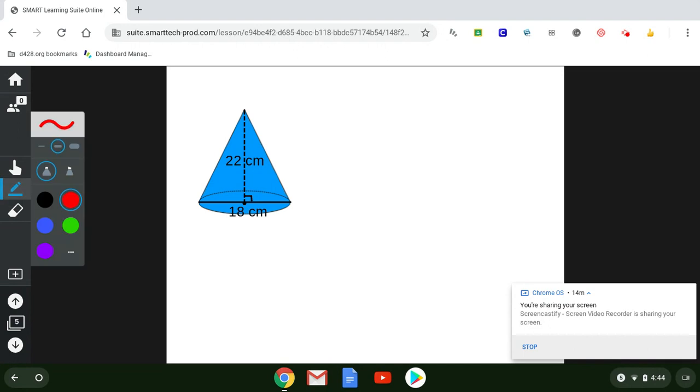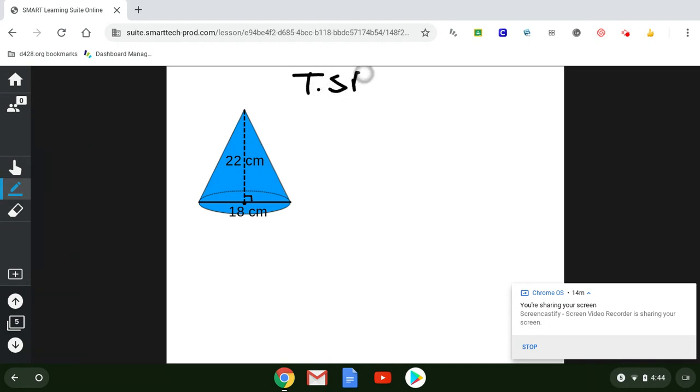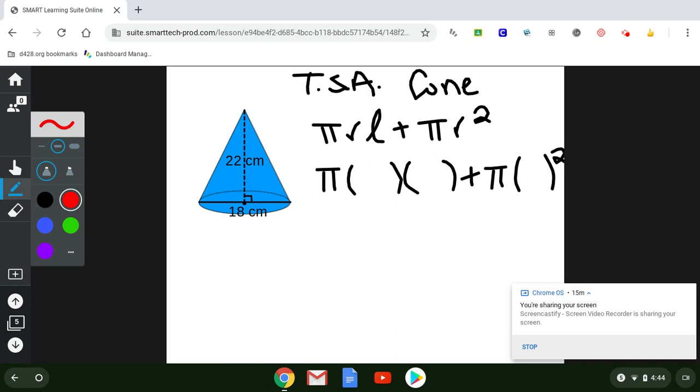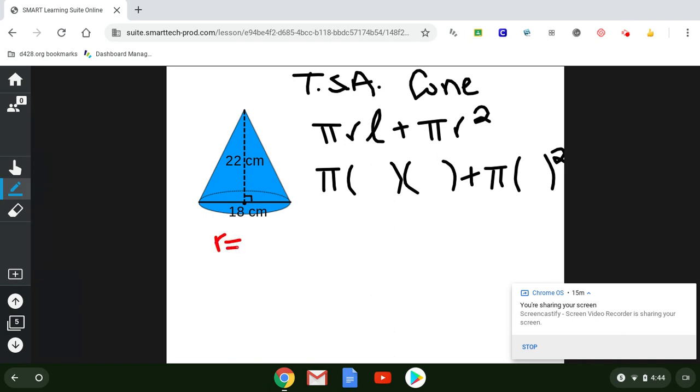Again, I want you guys to find the total surface area of this cone. The formula for the total surface area of a cone is pi r times the slant height plus pi r squared. So I leave pi, and I've got to fill in the r, the l, and the r squared. My diameter is 18, so my radius is 9. So I can put 9 in for my r's.